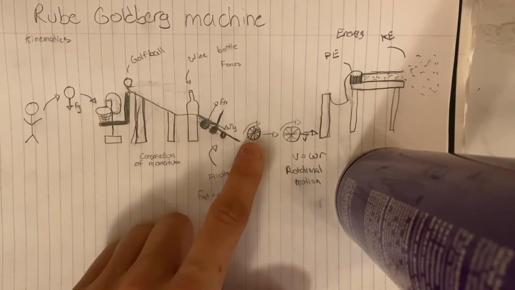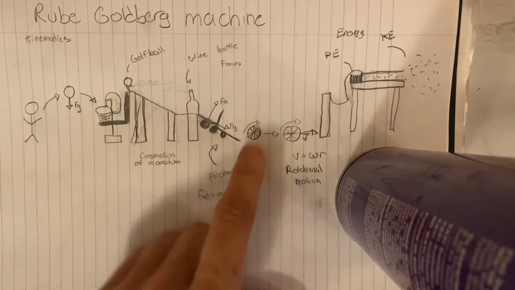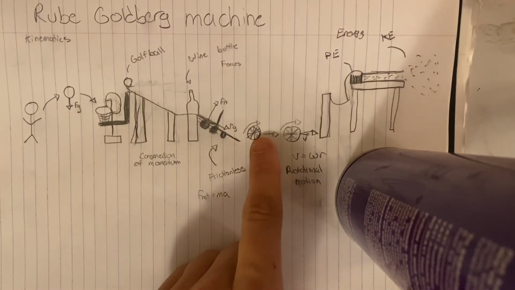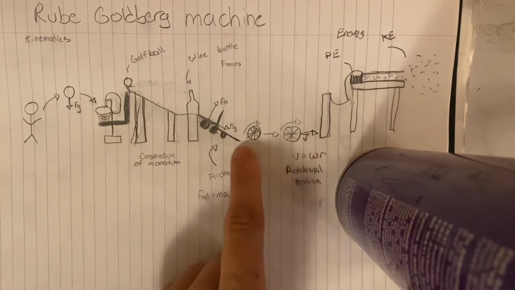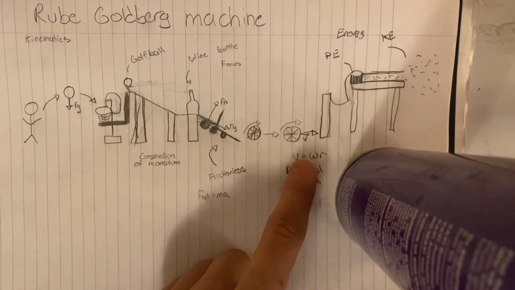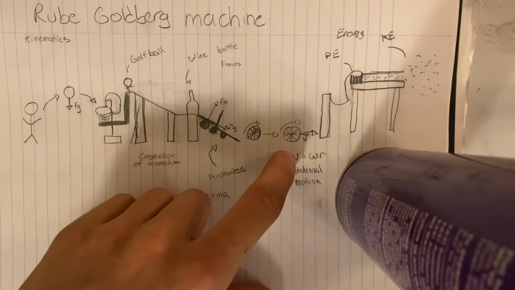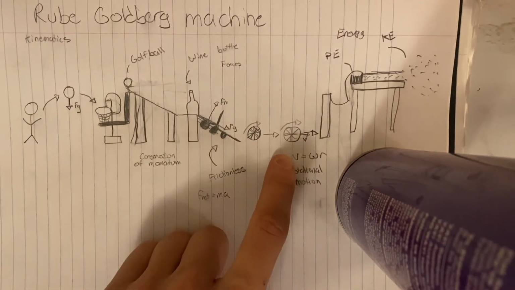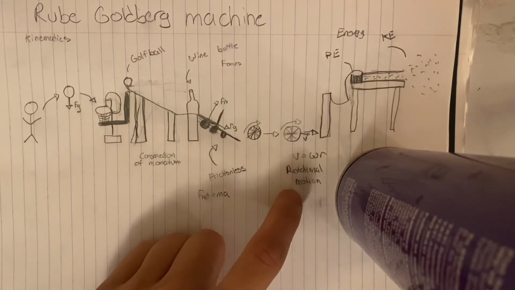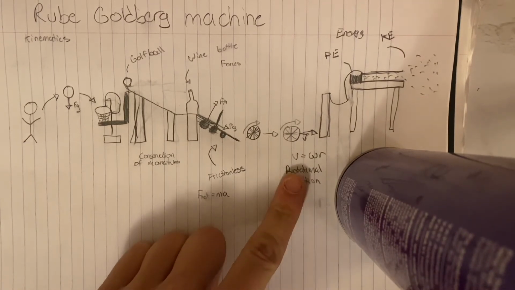The sled will then bump into this wheel, which is then rotating without slipping across the surface. As the wheel's rotating without slipping, we know that the velocity is equal to the rotational velocity. And this is an example of rotational motion.